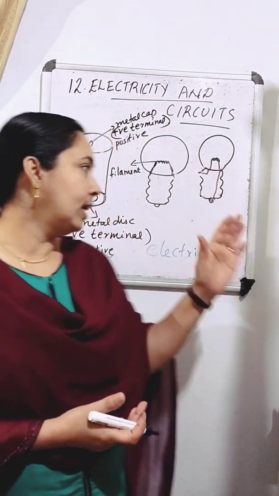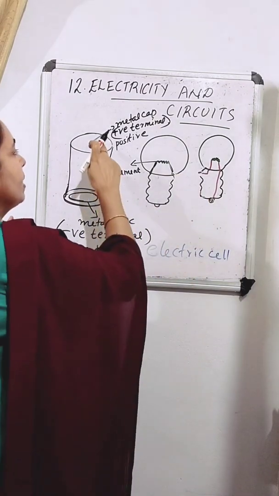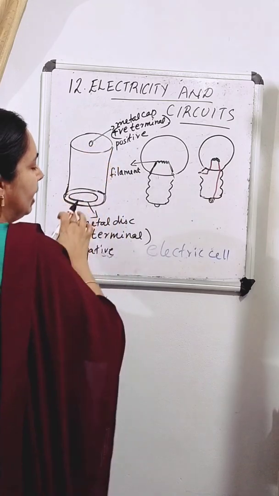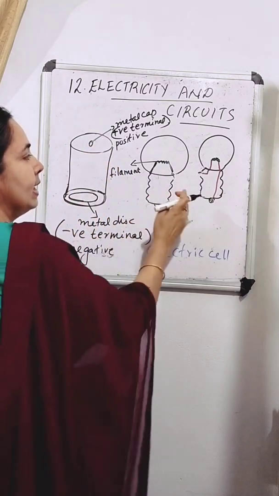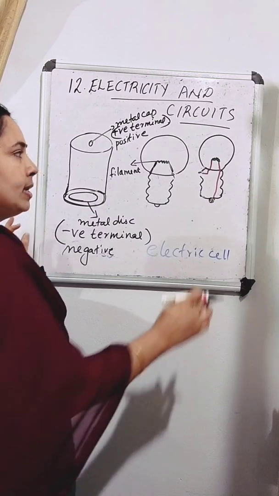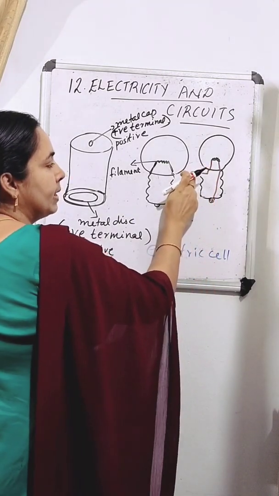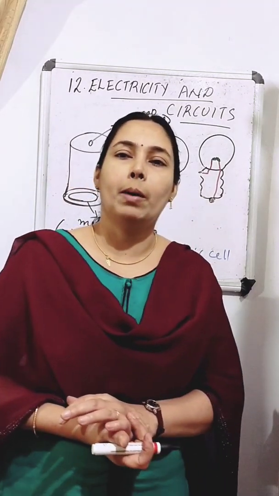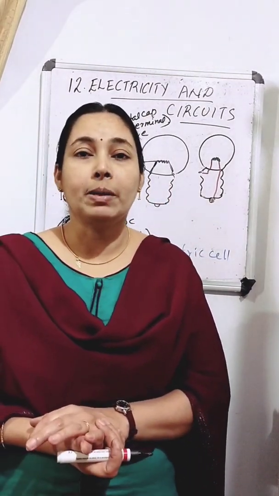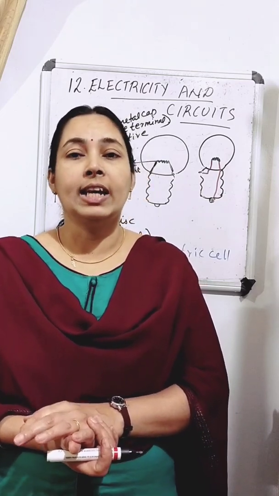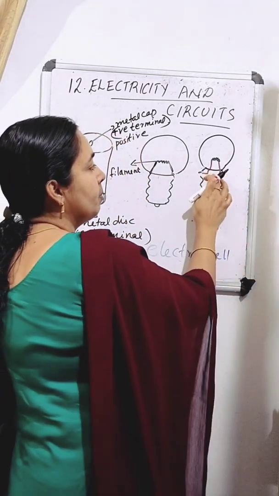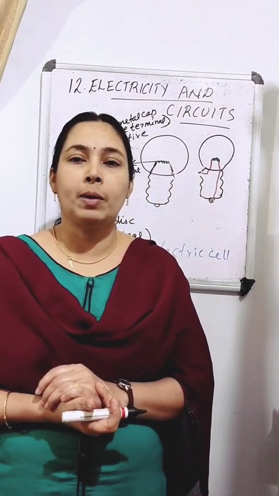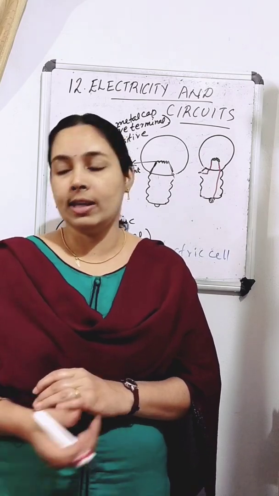Okay. So we saw the electric cell also has two terminals: metal cap at one side and metal disc at the other side. Like that, the bulb also has two terminals. One is the metal case at the base of the bulb and the other is the metal tip at the base of the bulb. The two terminals are fixed in such a way that they do not touch each other. And electric bulbs also have a similar design.